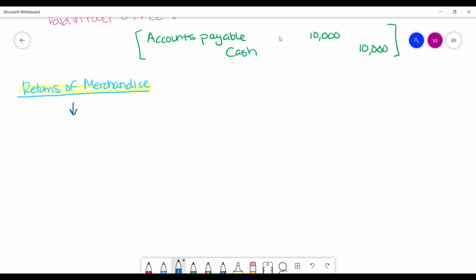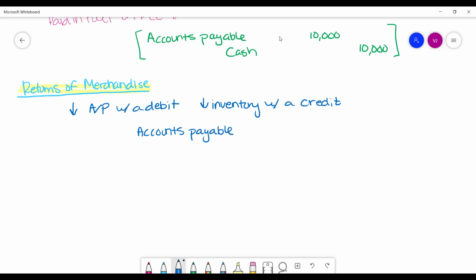So what you will do is you will decrease accounts payable with a debit, and you will decrease inventory with a credit. So whatever the amount is, you'll debit accounts payable, because if you return some merchandise, you're going to owe them less, right? So we have to decrease the accounts payable for how much merchandise you returned. And since I returned it, it's no longer in my inventory, so I have to credit inventory for how much I ended up returning. So that's what the entry would look like if you're actually having to return merchandise.